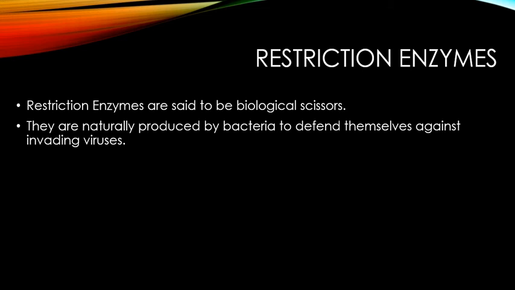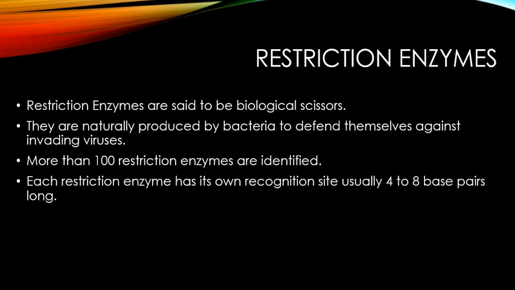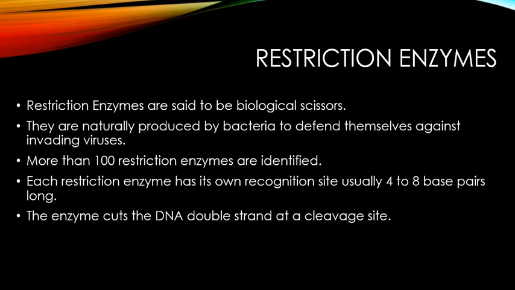So in this way, they can cut the RNA of the viruses and protect themselves from the invading virus trying to invade the bacteria. There are around 100 restriction enzymes that are identified, and each one of them has its own recognition site. Usually this recognition site varies from 4 to 8 base pairs in length. After noticing the recognition site, the enzyme is going to cut the DNA double strand at a special site known as the cleavage site.